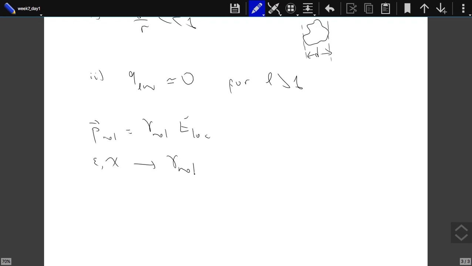And you can relate the epsilon and chi, the electric permittivity and the susceptibility, to gamma molecule, so the polarizability of the molecule. Okay, this is kind of the first step, how to relate the macroscopic properties to the microscopic properties.